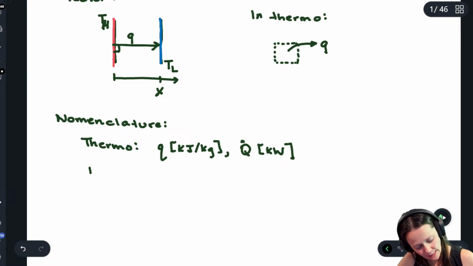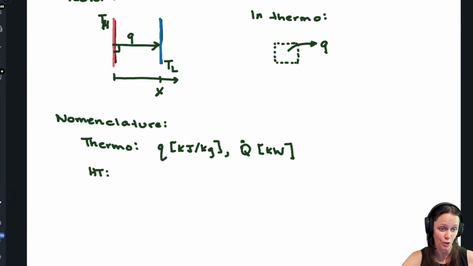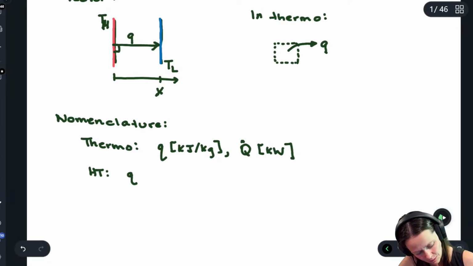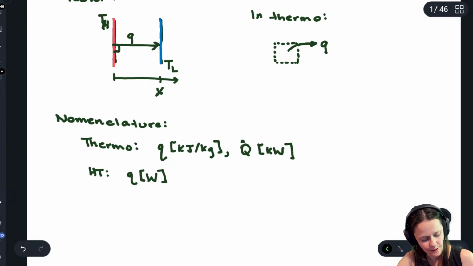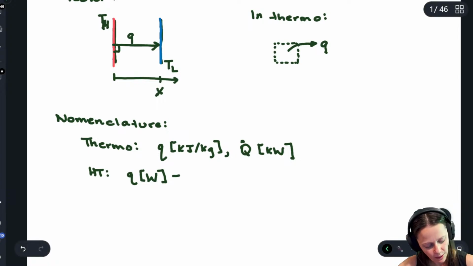But in this class in heat transfer, we kind of screw it up a little bit because that lowercase q is actually going to be the one that's in kilowatts or watts. That's slightly annoying, but there you go. So this guy we would refer to as the heat transfer rate.